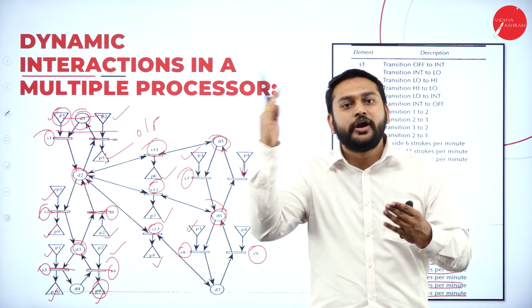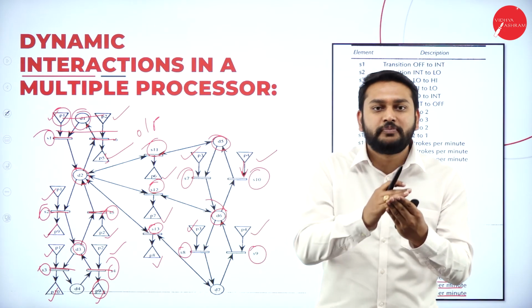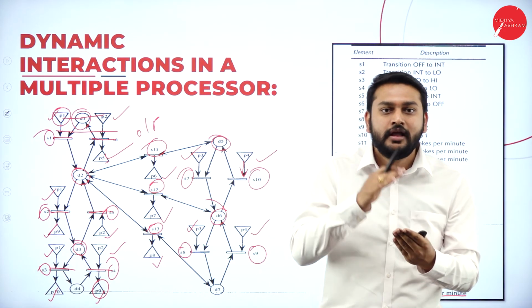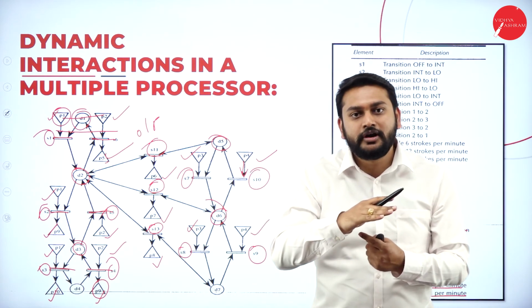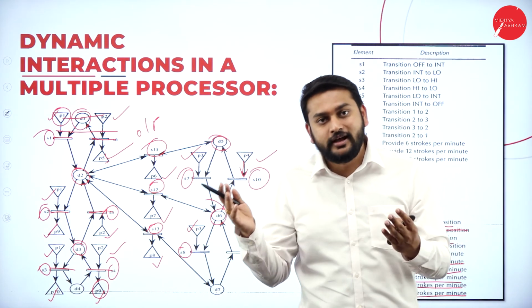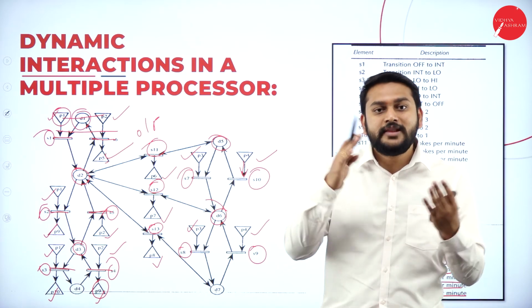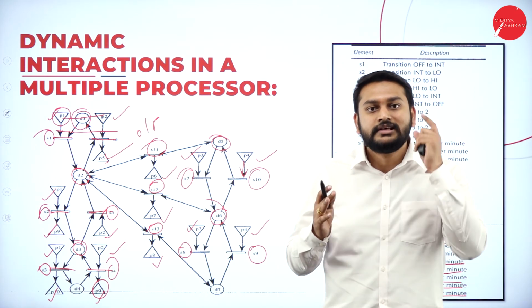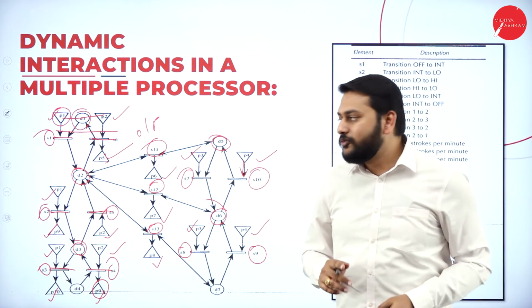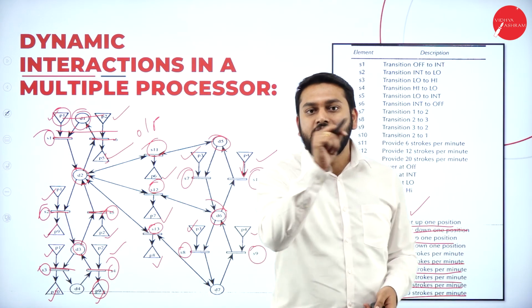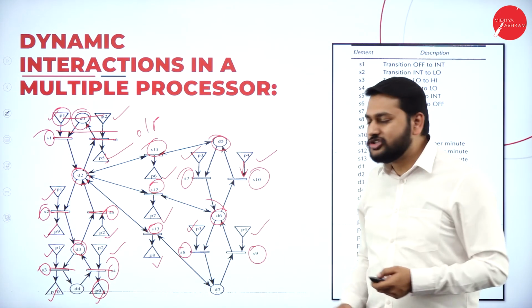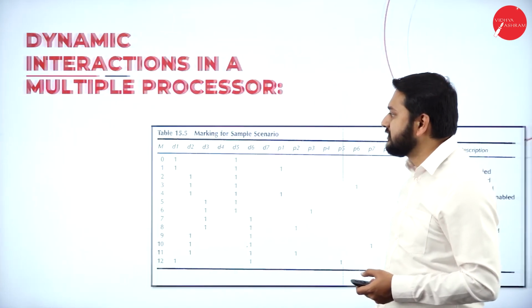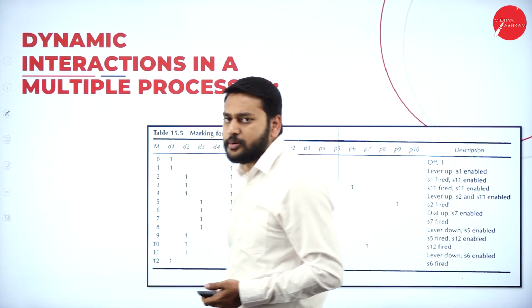Each thing should be monitored by one thread. For example, the dial should be monitored by one thread, the wiper blade by one thread, and the speed by one thread. So multiple things are coordinated simultaneously. That's why we call it a dynamic interaction with multiple processors. So I hope you understood this diagram. This is the most important thing that you need to remember.